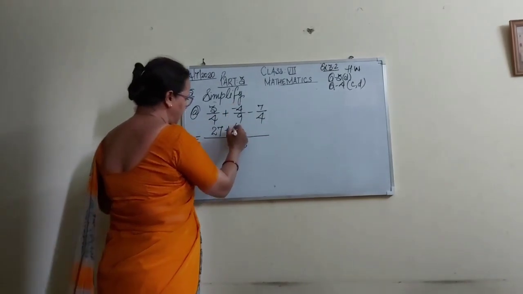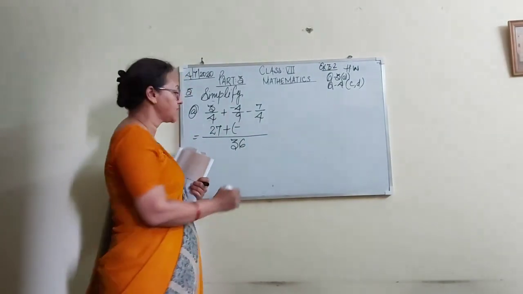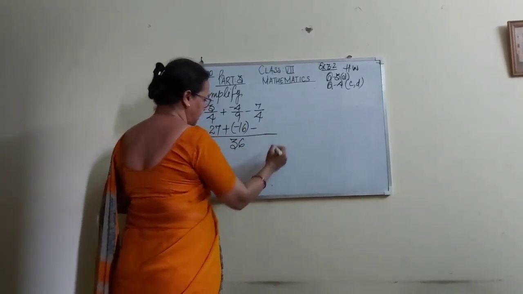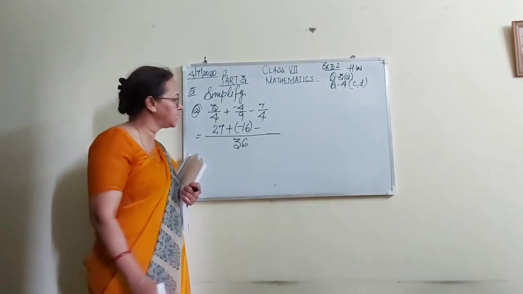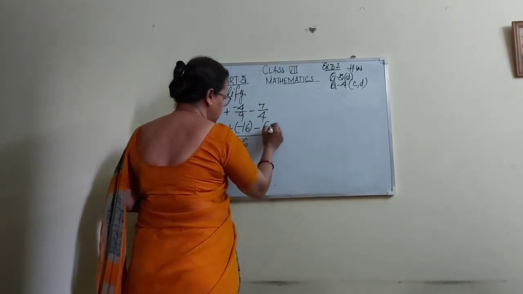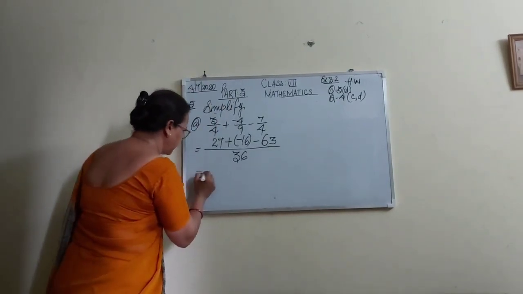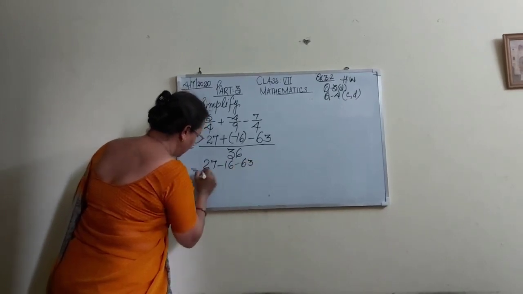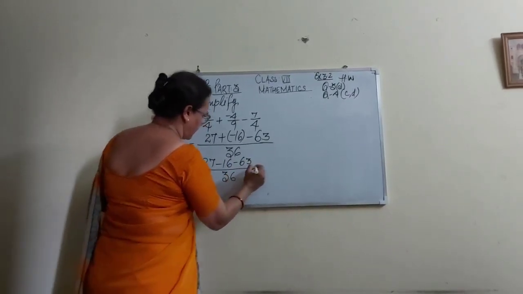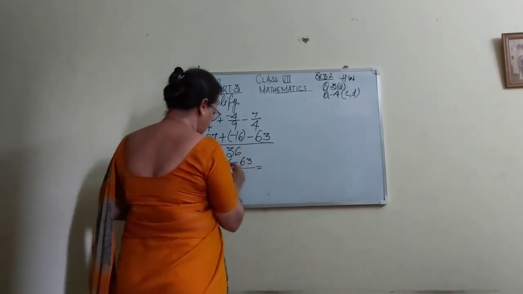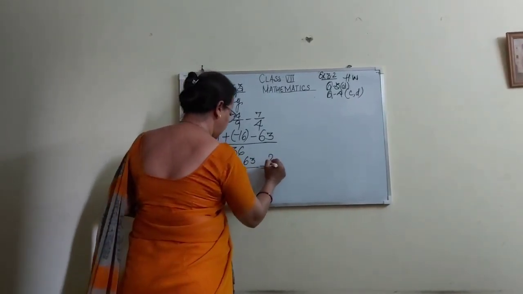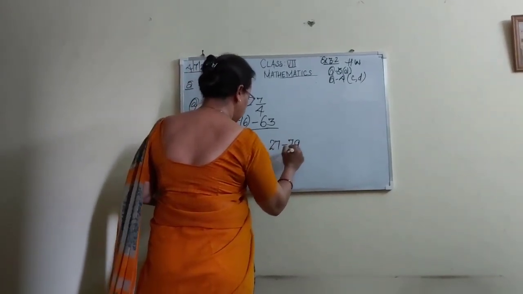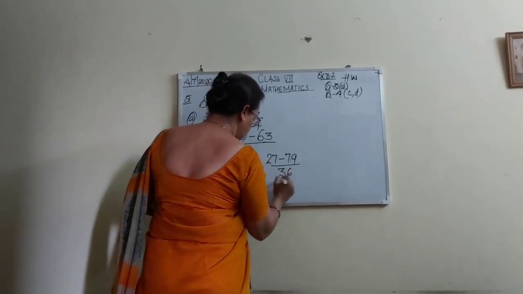4 multiplied by minus 4. Minus 4 into 4 is minus 16. That's right. Now minus. Again 36 will be divided by 4. That is 9. 9 multiplied by 7, 63. Clear? Now what will we be doing? 27 plus minus 16 minus 63 upon 36. What will it be? Minus minus will be plus. So minus 16 and minus 63 will be added. Minus 69, and 6 and 1, 7. Minus 79 by 36.